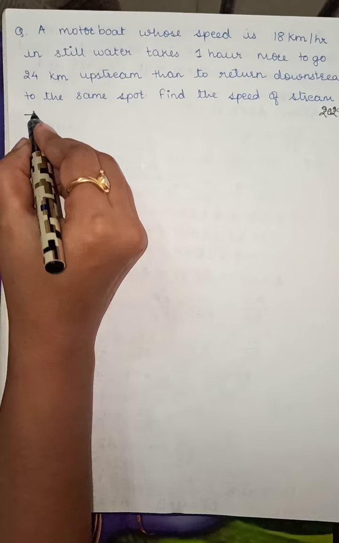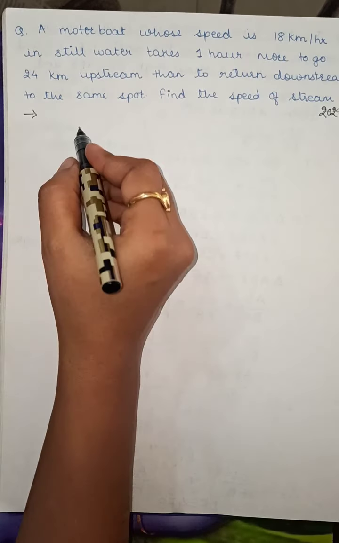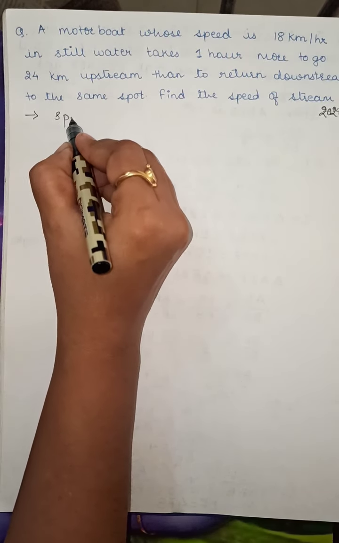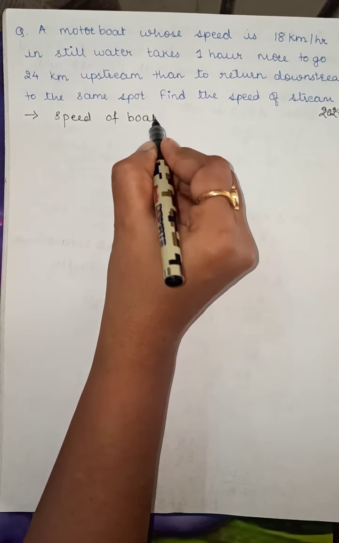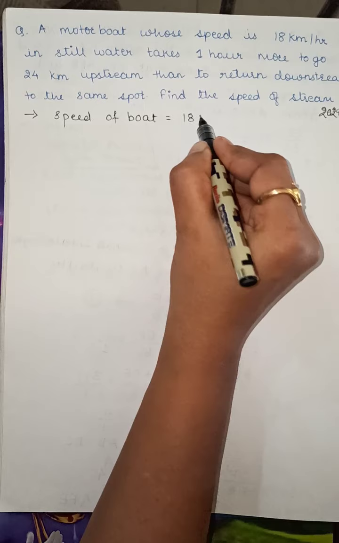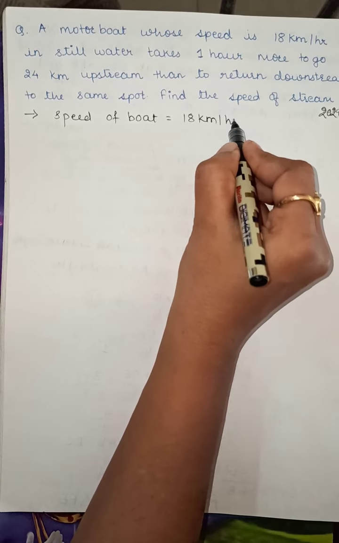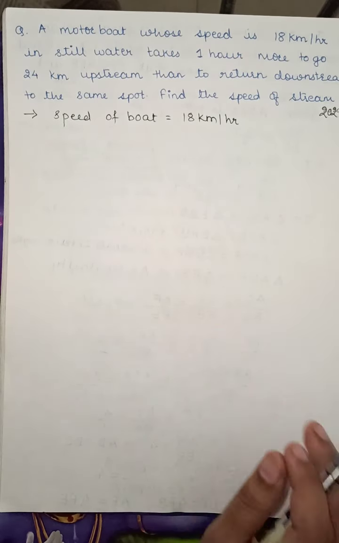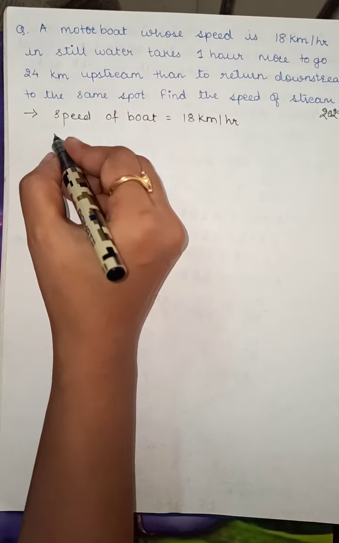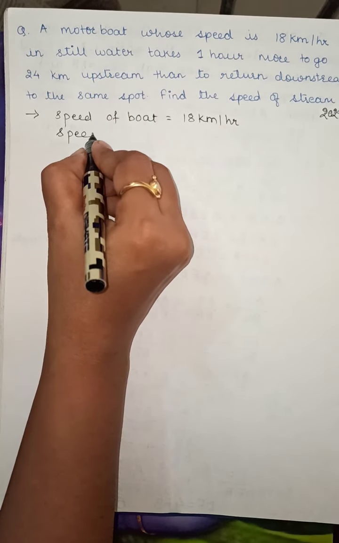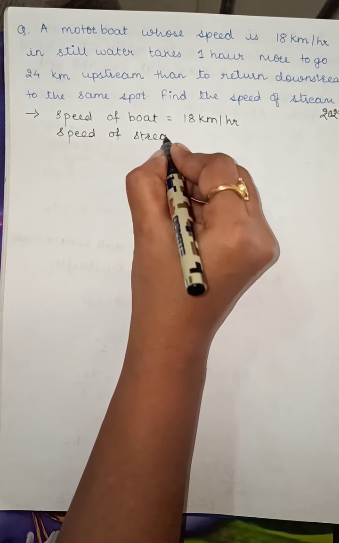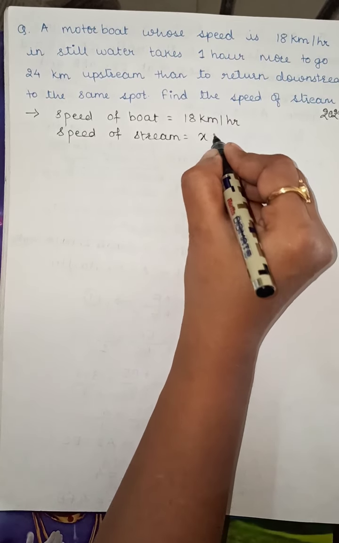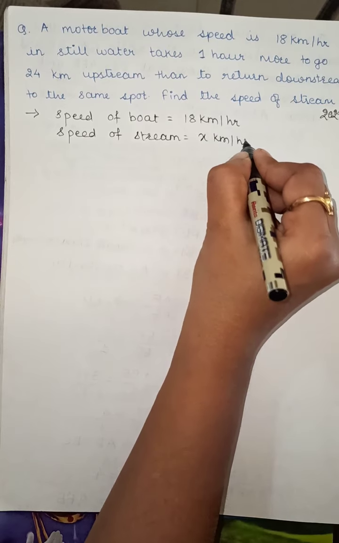Now in this case, the speed of the motor boat is given. So I can write it as speed of boat, which is given as 18 km per hour, whereas the speed of the stream, or the speed of the river, is not given. So let us assume the speed of the stream to be x kilometer per hour. The units will be the same.